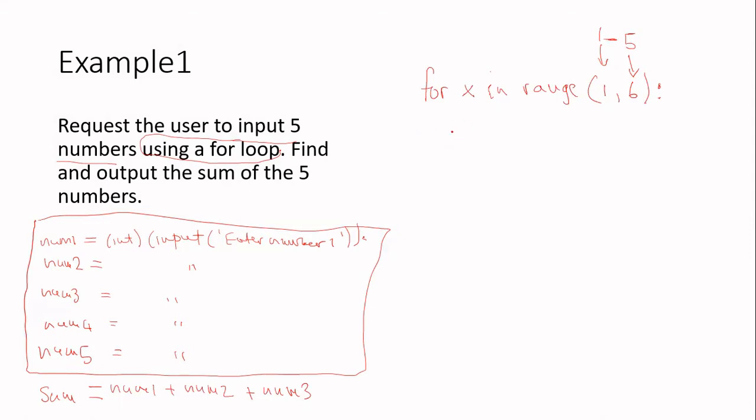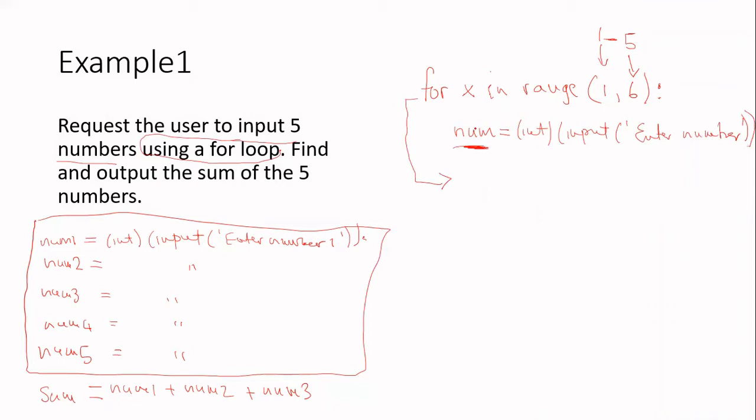Now let's input a number. So I'm going to input a number. I'm going to say num equals, we'll do our usual conversion. We'll use the input statement and we will say enter number. So this gets a single number. But if it is inside of the loop, and if it's repeated 5 times, it means I'm going to get 5 numbers.